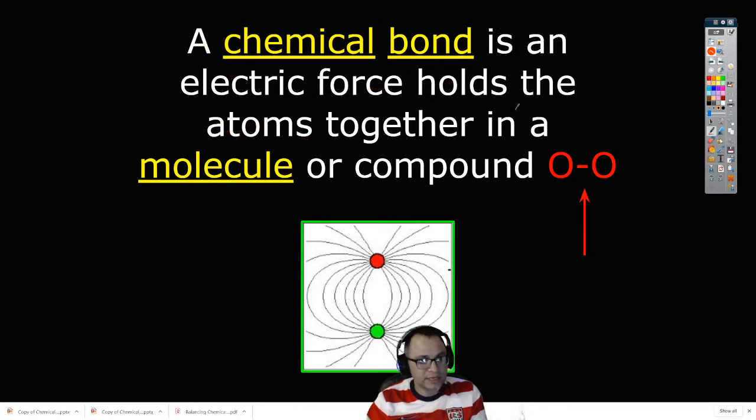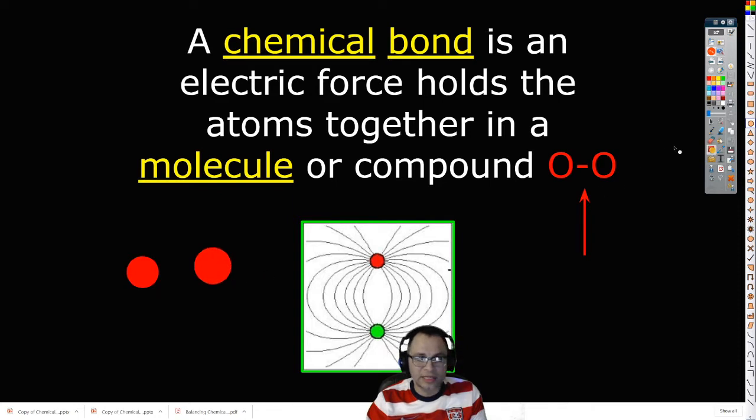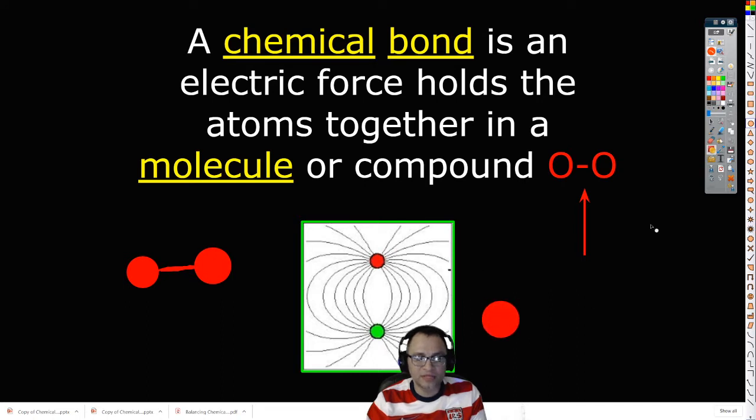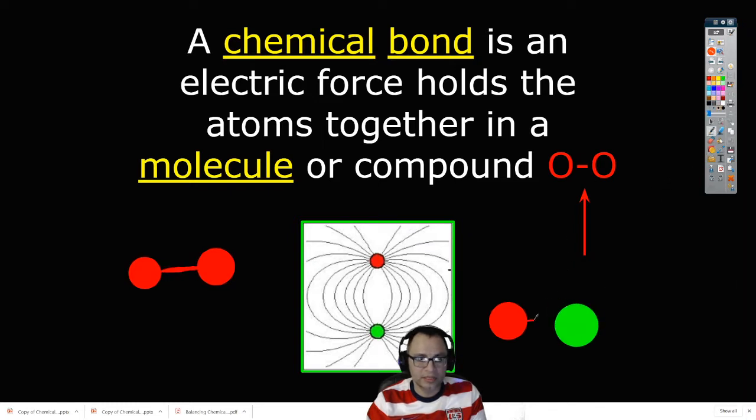So it starts out by saying that a chemical bond is an electric force that holds atoms together in a molecule or a compound, right? So molecules, by definition, in case you don't remember, are just two or more atoms that exist with a chemical bond. So in other words, there's a bond that's holding them together. A compound is practically the same thing, except with a compound, you have to have two or more different elements combined together and also bound like that. So this would be a molecule, and this would be a compound.